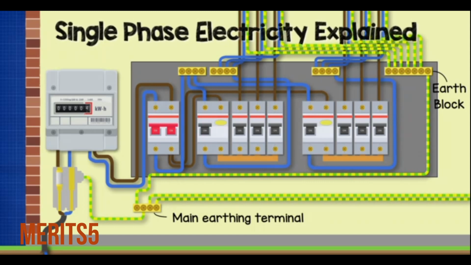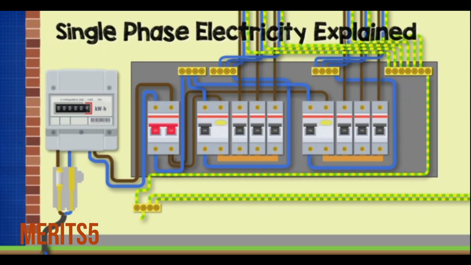There are a few ways the main protective earthing terminal is connected to ground. The first option is shown here, with the main earth terminal being connected to the neutral wire of the service cable within the service head. This means that the phase to earth fault is effectively now a phase to neutral fault instead.